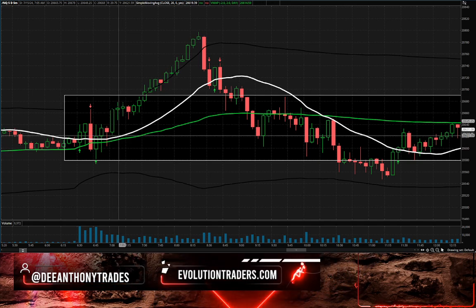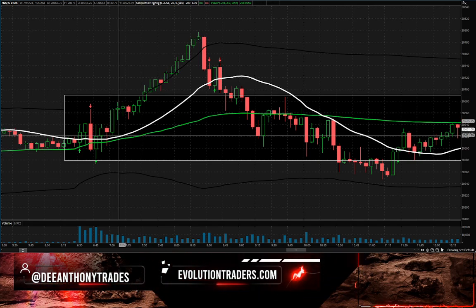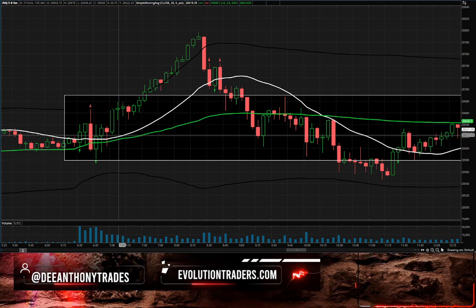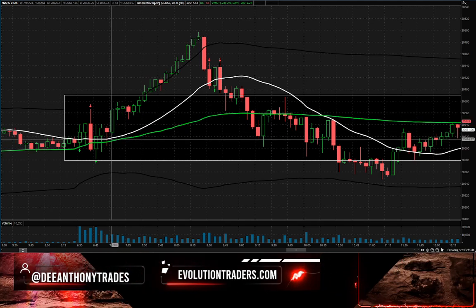If we're trading over the VWAP, I'm not looking to go short. If we're trading over the 20 SMA, I'm double not looking to go short. What I'm looking for is to go long, and where I want to go long is definitely going to be somewhere close to the breakout.